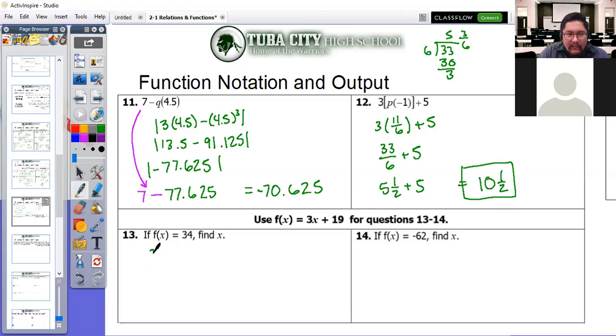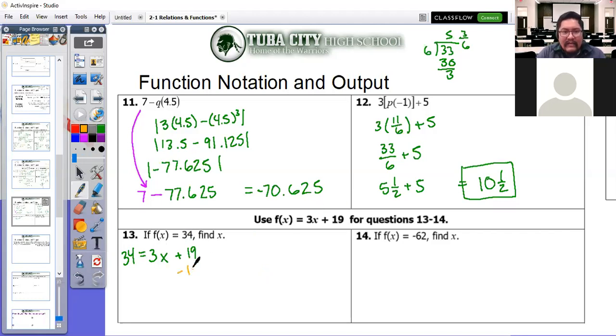So 3x plus 19. Now here it says the output, the f of x, comes out to 34. So normally we would do something like this, but in this case, replace the f of x with 34. Now again, this one's a little bit different because we're not solving it, or actually, hold on, let me back up a bit. We're not evaluating it, we are solving it, because we want to know what this x has to be in order for us to get 34 from this equation.